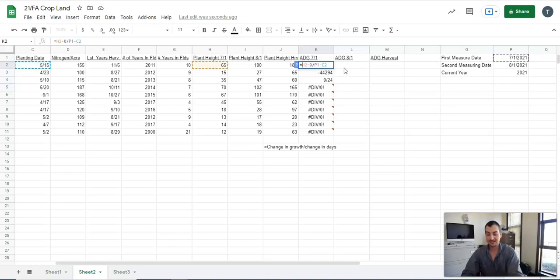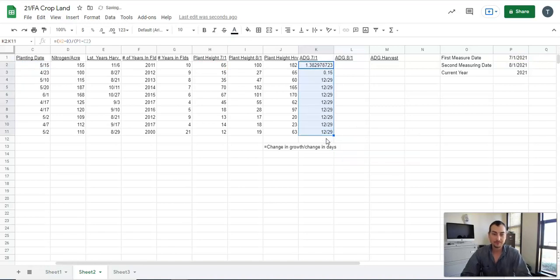So we need to actually put in parentheses to show new growth minus the original growth, divided by the first measure day minus the old day. So we plug that in, and now we've got something that looks a lot more reasonable. So we drag that down. We autofill that. Now we've got this value right here.